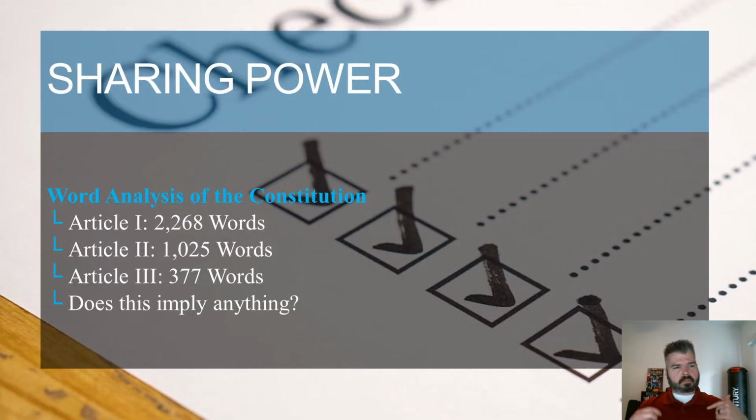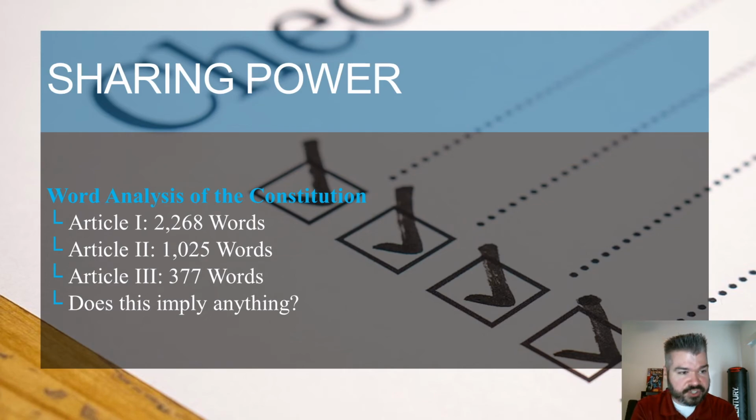So, now, again, going back to this idea of power sharing one more time. Word analysis of the Constitution. This is where we're wrapping up the video here. Right? So the word analysis of the Constitution. If we were to take a look at the word count of Article 1 of the U.S. Constitution, it would be 2,268 words. Take a look at Article 2, 1,025 words. Article 3, 377 words.